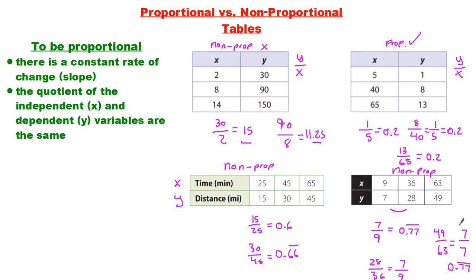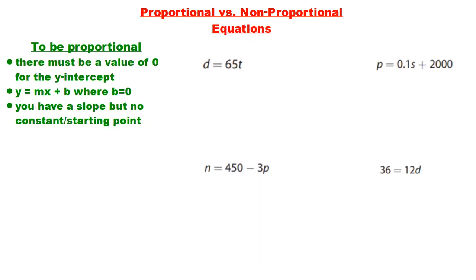Alright, so all you basically have to do is make sure that your ratios are the same. If your ratios are the same, it will be proportional. And I'm sorry, this one is proportional. There we go, because it's going to be 7, 7 repeated. So yes, this one is proportional. Alright, let's move on to another example.